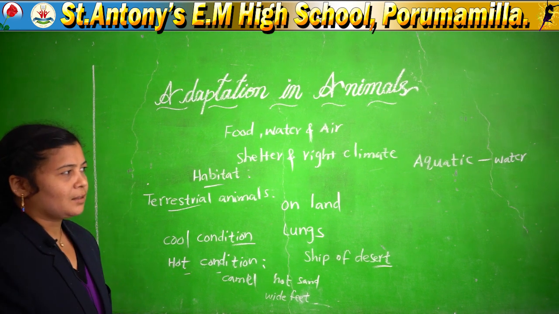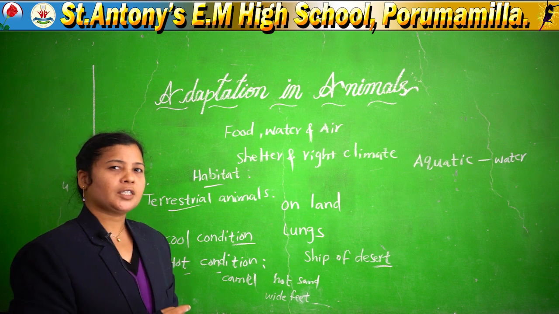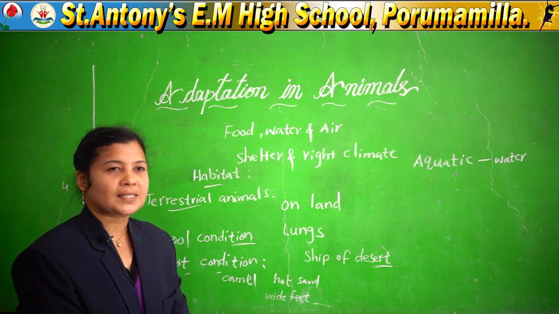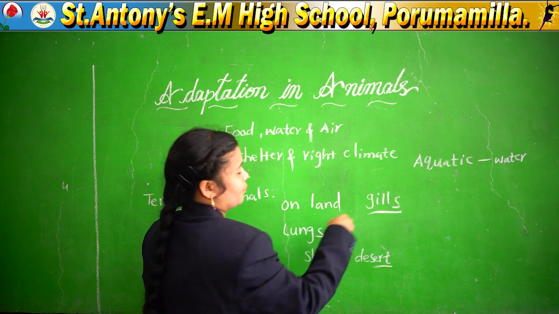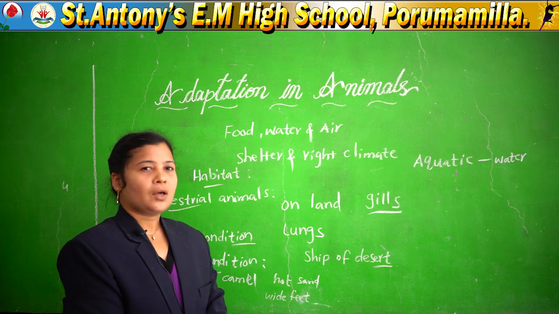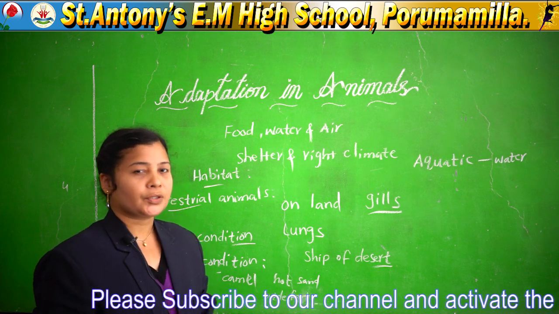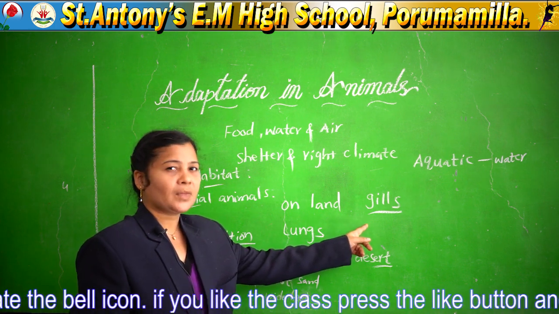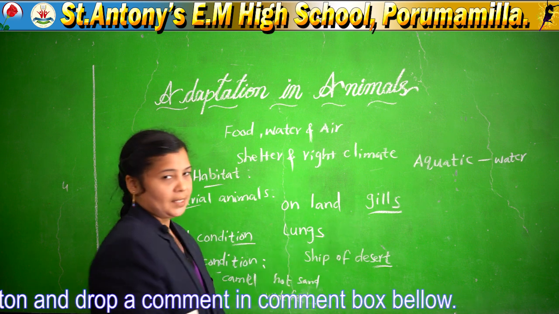Now, let us know about fish. How does a fish live in water? You know, a fish has special organs called gills. So what are the special organs in a fish? Gills. What is the use of these gills? Fish can live in water and it breathes through these gills. So how does a fish breathe? With the help of gills.